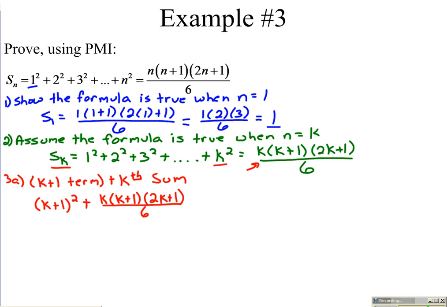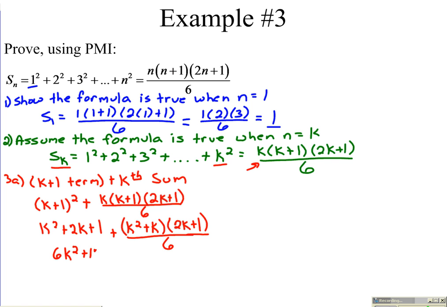Now we have some algebra work to do. FOIL this out. We get k squared plus 2k plus 1. Begin multiplying this out. We get k squared plus k times 2k plus 1 all over 6. Continue simplifying so that I have one fraction here. I'm going to multiply this 6 up to all of these first 3 terms, so I get a common denominator. 6k squared plus 12k plus 6.